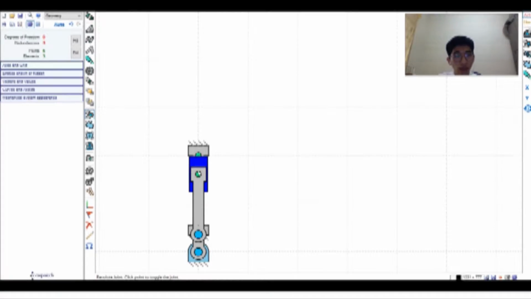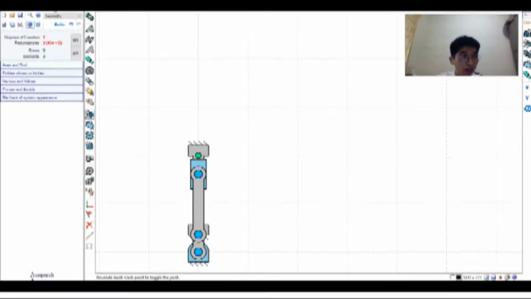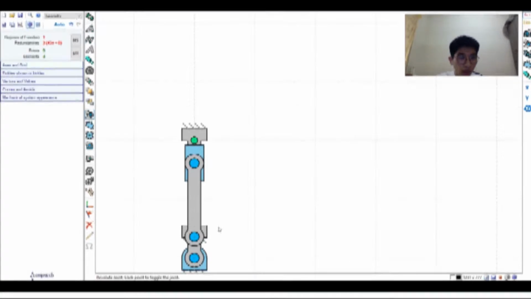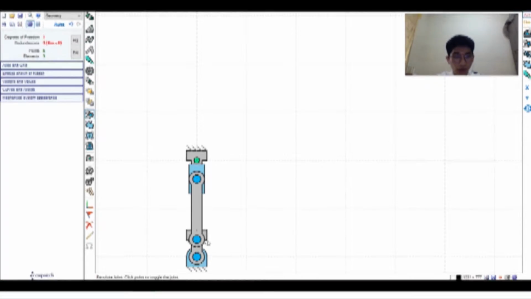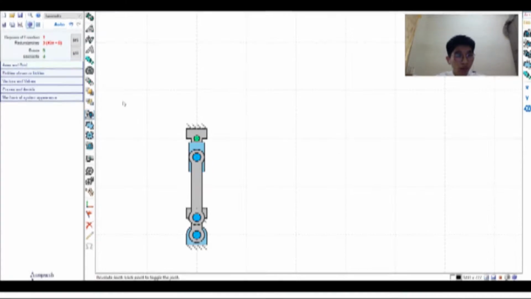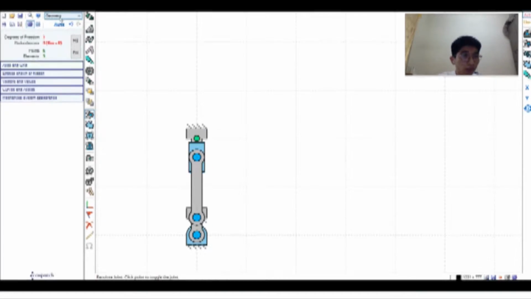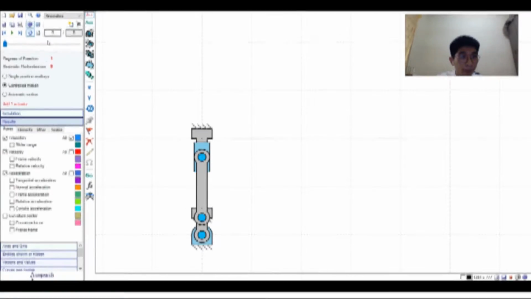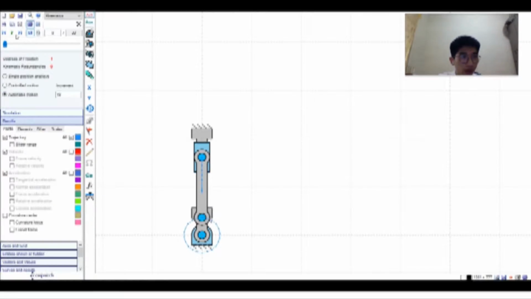And this is our simulated model, and its motion should look like this. That's all from me. Thank you.